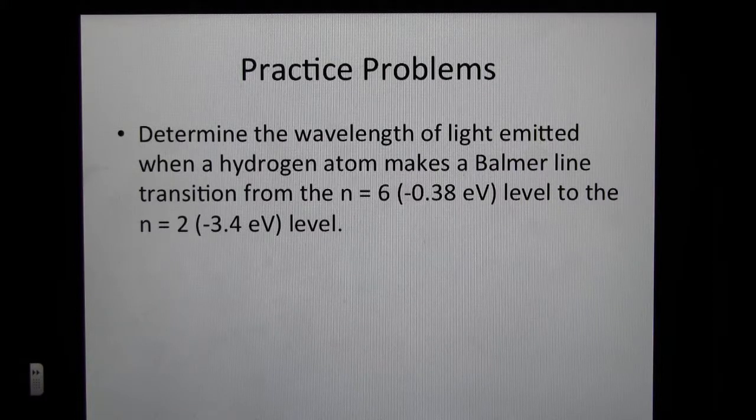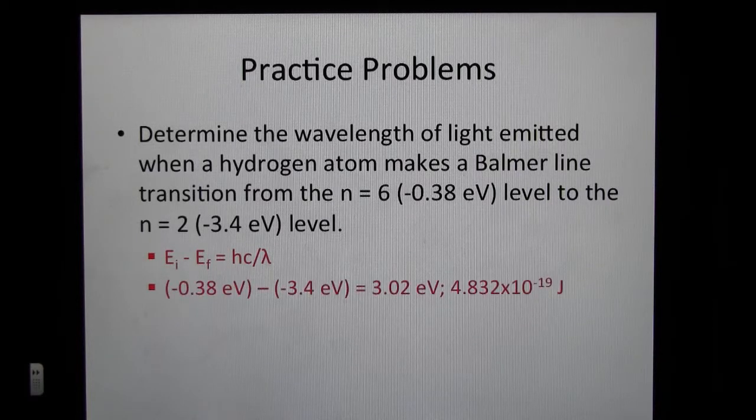To determine the wavelength of the light, we can use Planck's quantum hypothesis. We first have to determine the energy difference between the initial and final levels. E initial is negative 0.38 electron volts, and E final is negative 3.4 electron volts. We find the difference to be 3.02 electron volts.